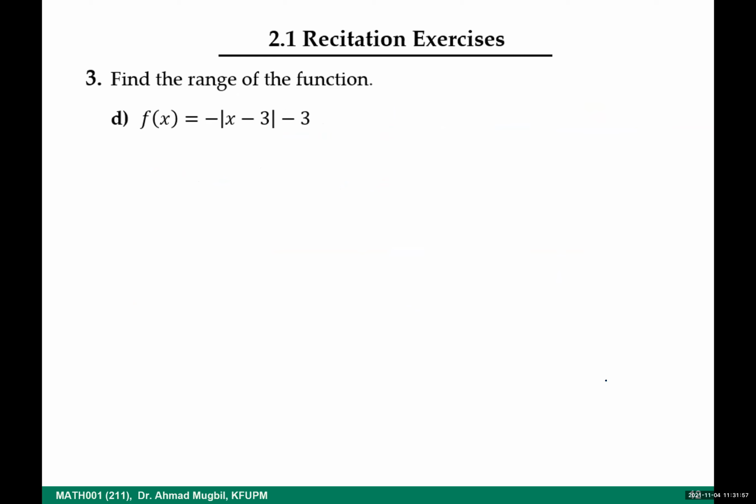The range of this function, please try to find it. Give them some time to find the range. Find the range of this function, please. Let me see the people there try to solve. Don't be afraid of making mistakes. You will learn from your mistakes. Try. Don't give up.